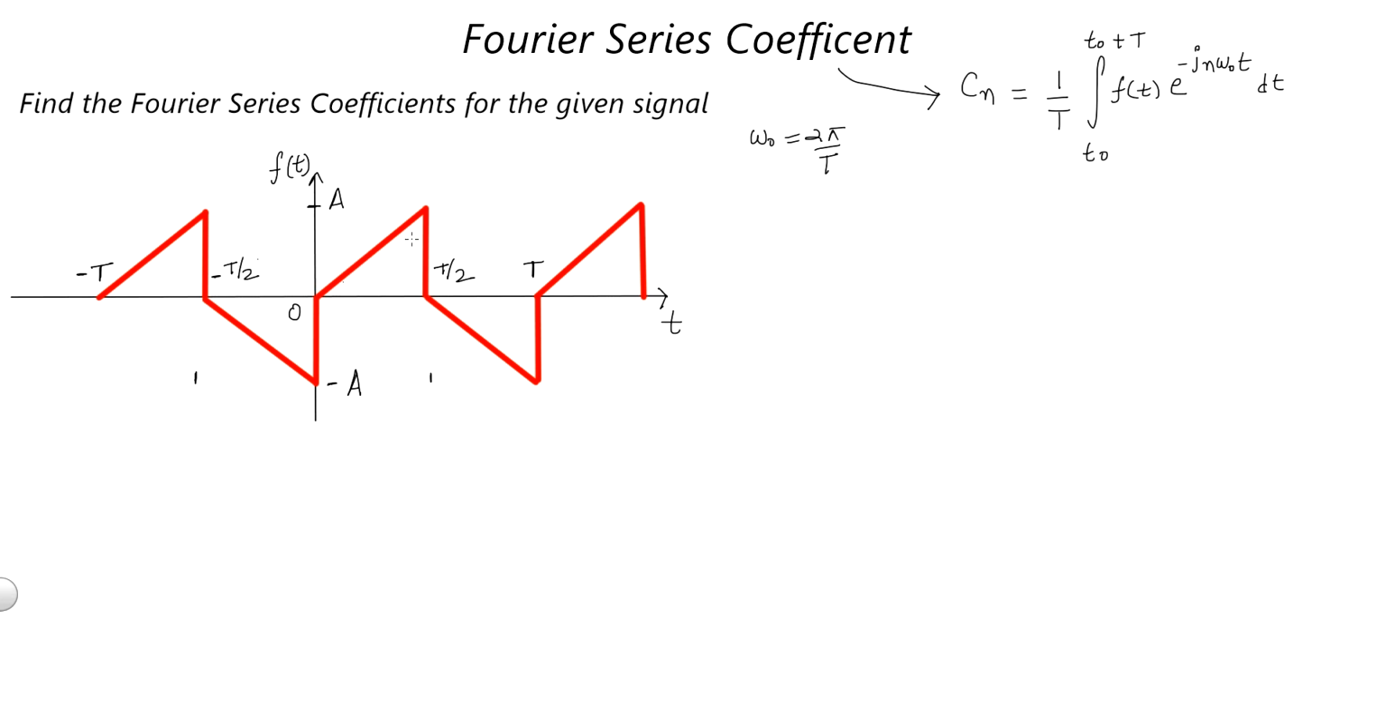So we have two straight lines, one is this and the second one is this. By using the equation of a straight line we can find the equation of this f of t.